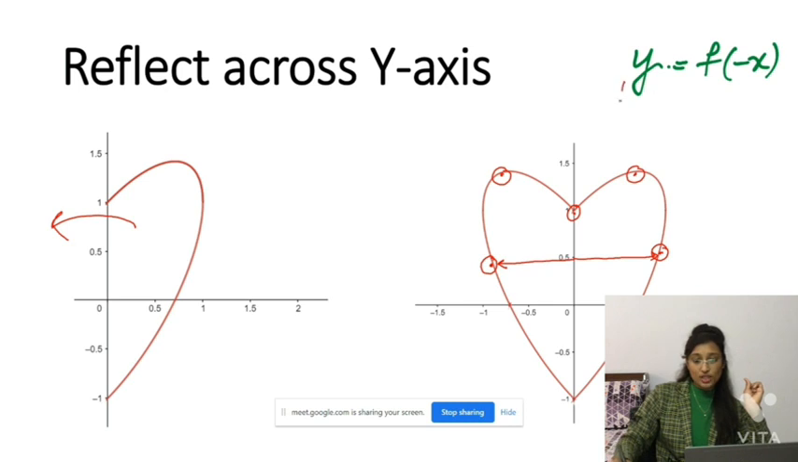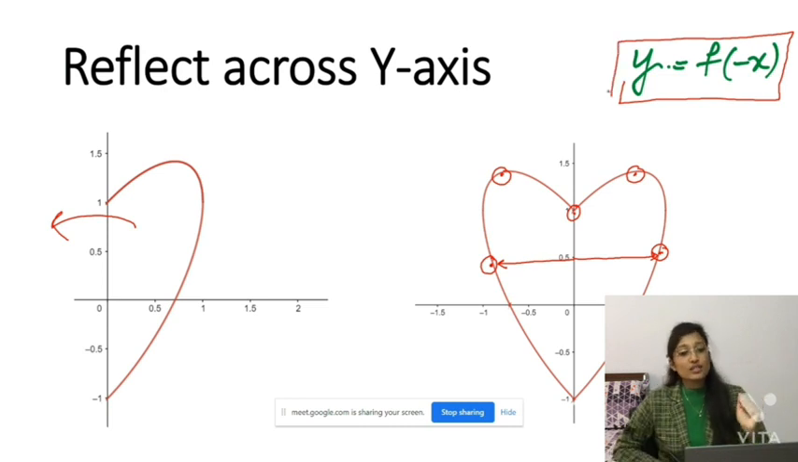And what is the equation to reflect across the y-axis? It is y is equal to f of minus x. Hence we have formed a heart. It is a clear heart shape.